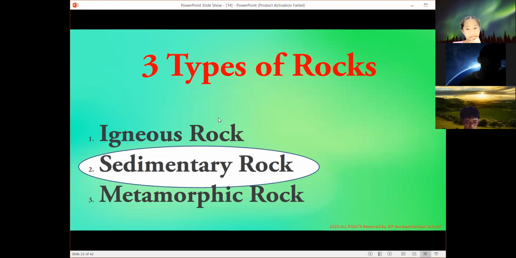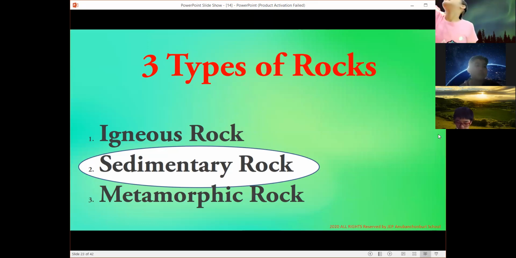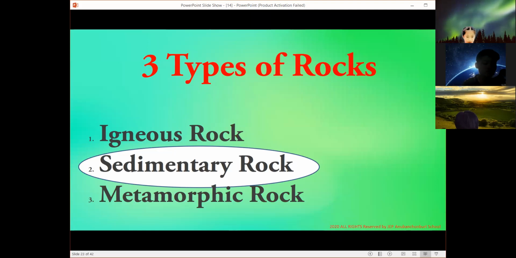As we all know, there are three types of rocks: igneous rock, sedimentary rock, and metamorphic rock. Now, Chuntida, how does an igneous rock, the one that we studied last week, form? Do you have any idea? Igneous rocks are formed from?